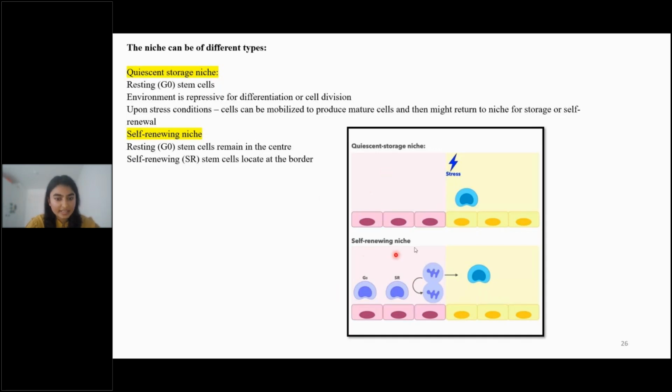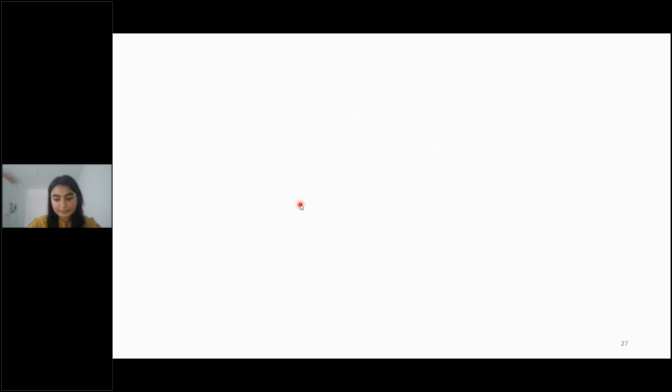Then we have the second, the self-renewing niche. As I told you, the stem cell will split, then only one of the stem cells will go and differentiate, and the other stem cell will remain. So it will always maintain a threshold in the niche environment. There will always be stem cells in the niche. So this is the self-renewing niche.